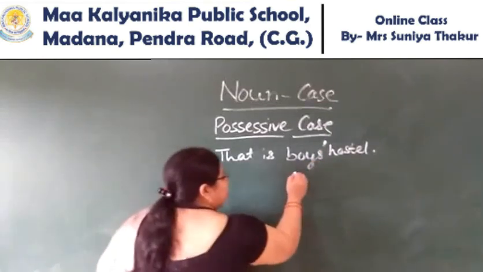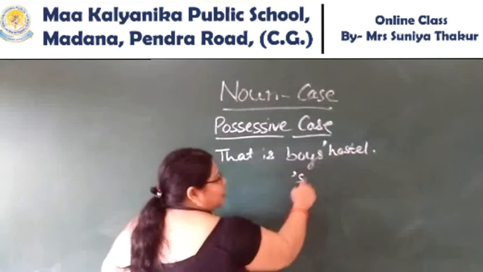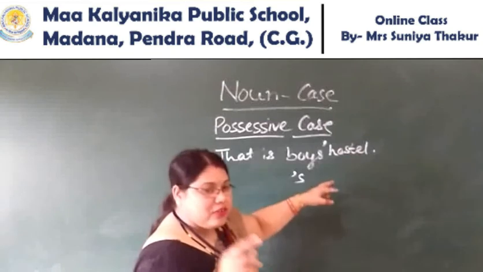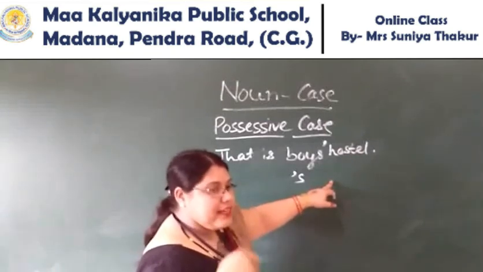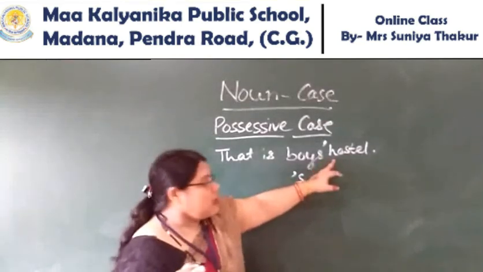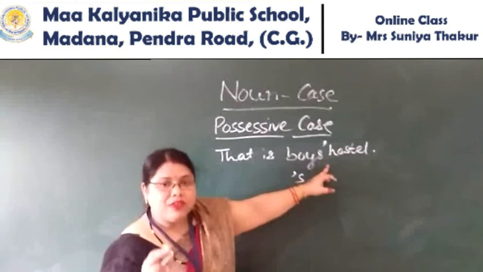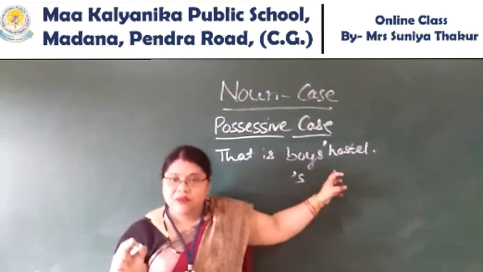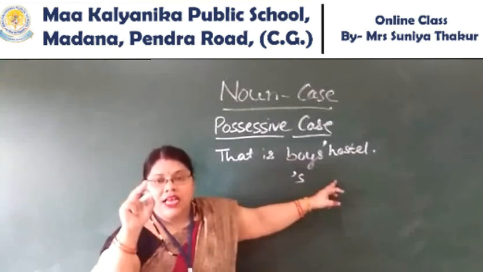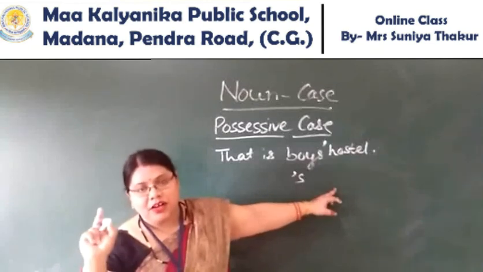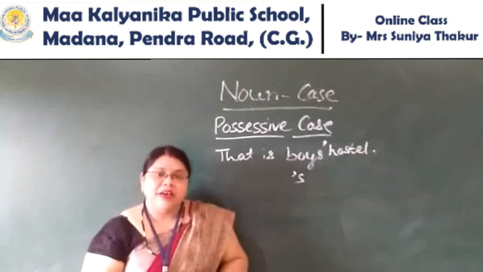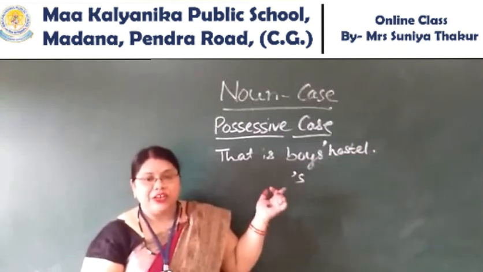And if you are putting apostrophe s, then it is in singular form. If this is a boys' hostel, I am not telling about one boy. It is a boys' hostel. That's why it is telling about the plural form. So when you use the plural form, you use apostrophe after s. And if you are using the singular form, then you will use apostrophe s. Understood, students? I think it is clear. And today we have completed our noun case, and you should understand it properly.